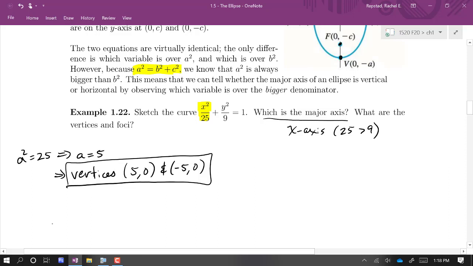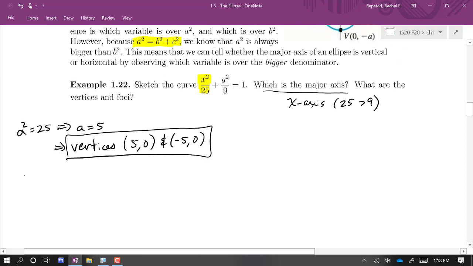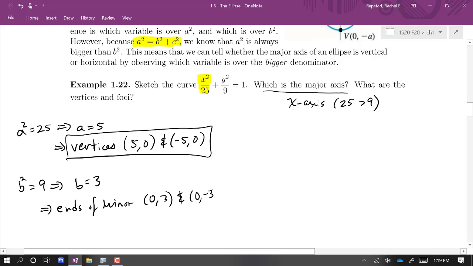And we also want the foci. Before we get the foci, I'm going to get the ends of the minor axis. That'll help us sketch, and then once I have the ends of the minor axis, that'll help me find the foci. So b squared is equal to 9. That means that b is equal to 3, and so the ends of the minor axis are (0, 3) and (0, negative 3).